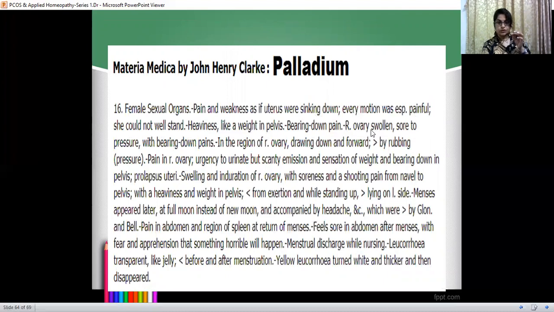Right ovary swollen. See, in Clark it is given as right ovary swollen, sensitive to pressure with bearing down pain. In the region of the right ovary, drawing down and forward, amelioration by rubbing. Pain in right ovary, urgency to urinate but scanty emission, and sensation of weight and bearing down in the pelvis. So as per Clark, it is the right ovarian remedy. Everything is given about the ovary and uterus.